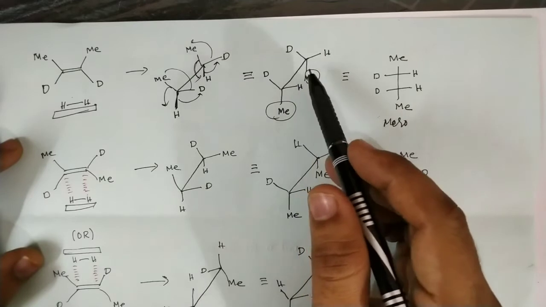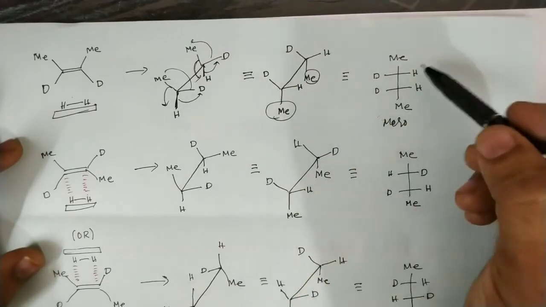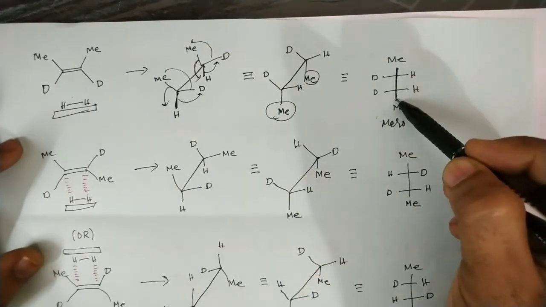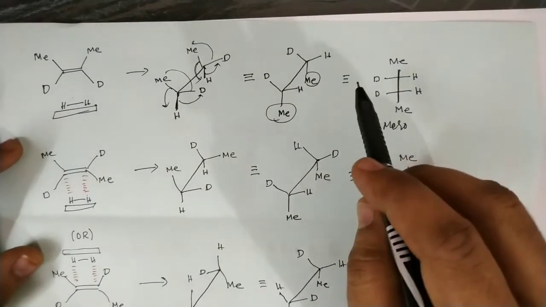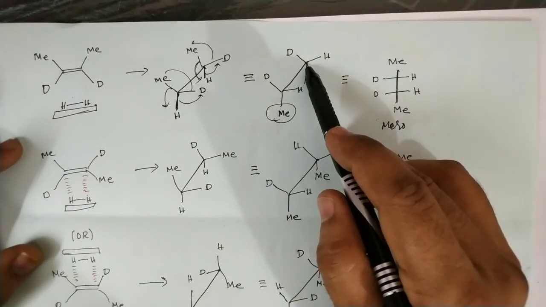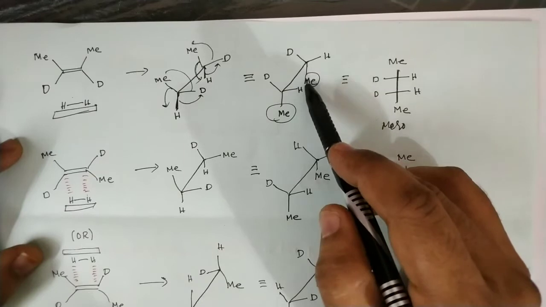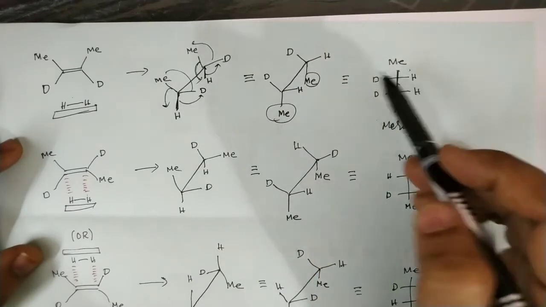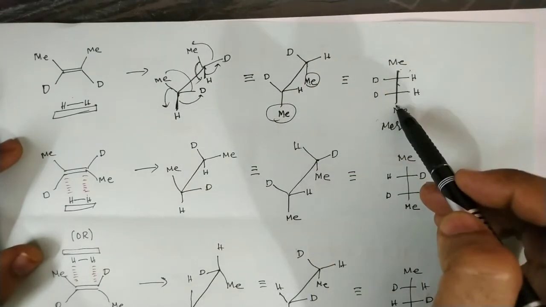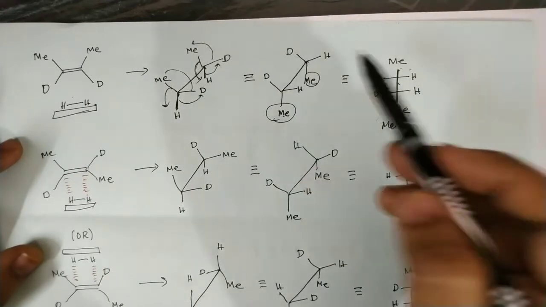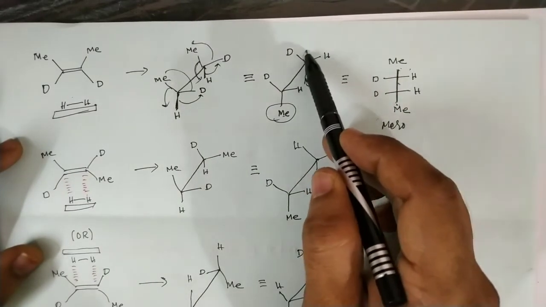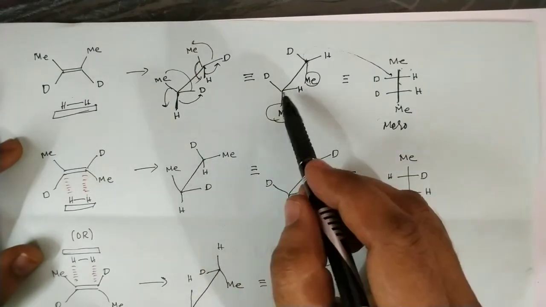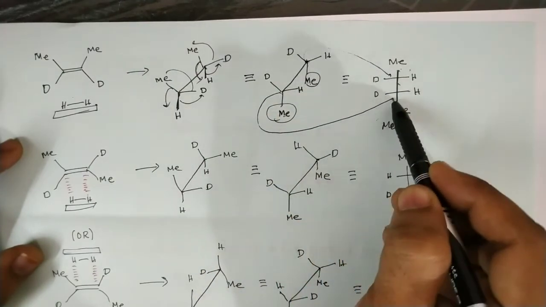Whatever groups are in the downward direction must be on the vertical line in a Fischer projection formula. So I'm repeating again: the groups which are in the downward direction must be on the vertical line. So here methyl, methyl, and this is the top carbon, and this is the downward carbon.